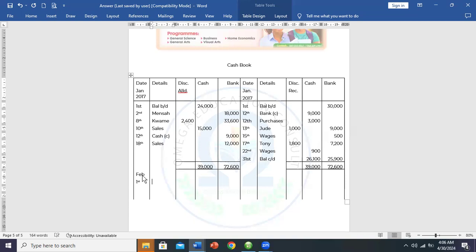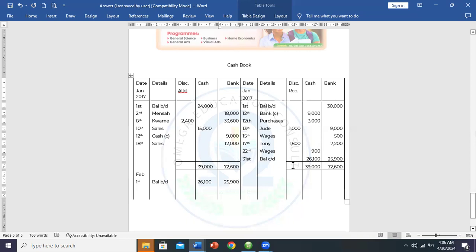Balance brought down. And under the cash, we have a balance brought down of 26,100. Under the bank, we have 25,900. Now for the discount columns, this is what you do.